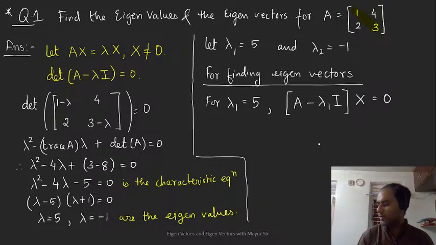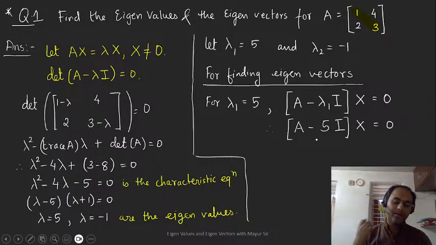So what do we do here? A minus lambda 1 I times capital X equals 0. So you substitute A minus 5 I times capital X equal to 0. What does this A minus 5 I give us? So let us see what to do.